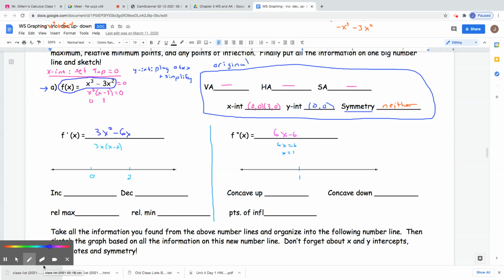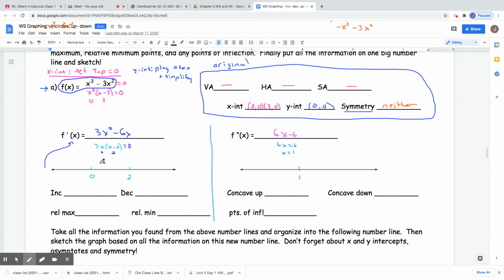Okay. If you didn't finish that part, no big deal. So take the derivative of x cubed, 3x squared. Derivative of negative 3x squared is negative 6x. So to find the critical values that go on the number line, set it equal to 0. So I take a 3x out, leaves me with an x minus 2. So I get a 0, and I get 2. Now remember, all of this we are plugging into the derivative, not the original. We only use the original for y's in this part.